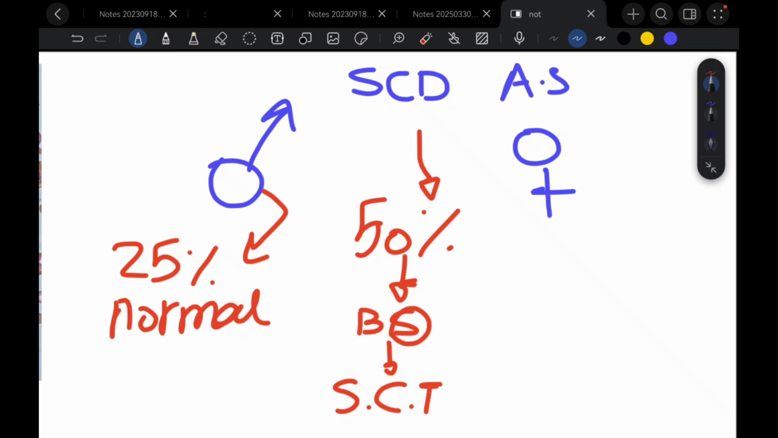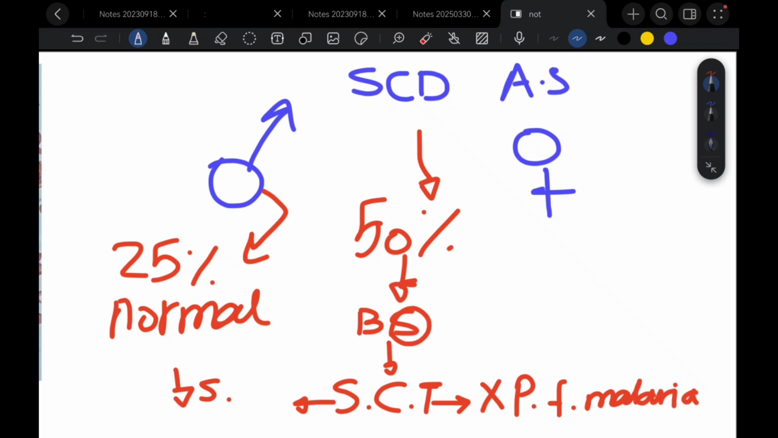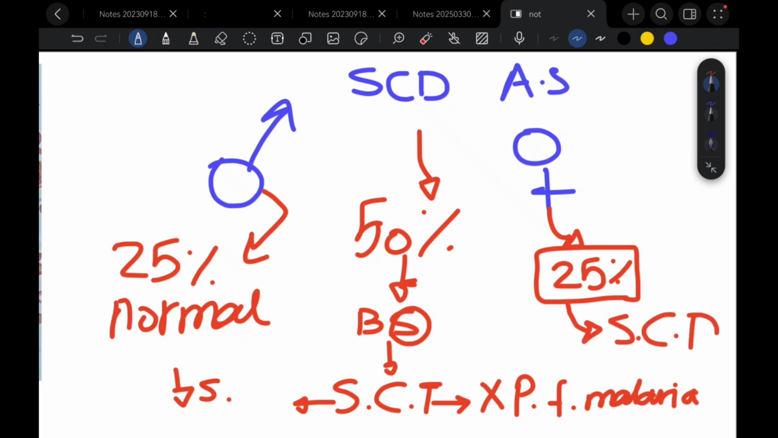In this case, you will have lower symptoms than sickle cell disease, guys, and at the same time, this is protective against Plasmodium falciparum malaria. Okay, this is very important in your exam, guys. And you will have a 25% chance to have both abnormal genes from your father and mother, and in this case you will have sickle cell disease.